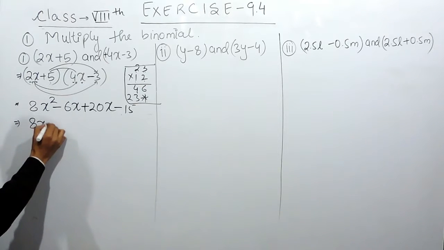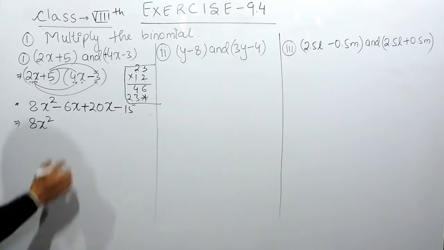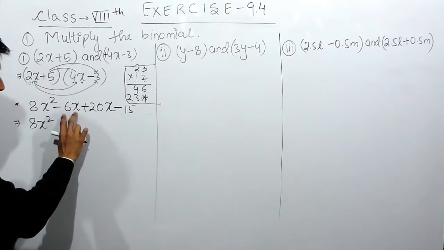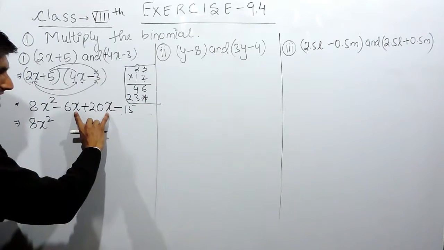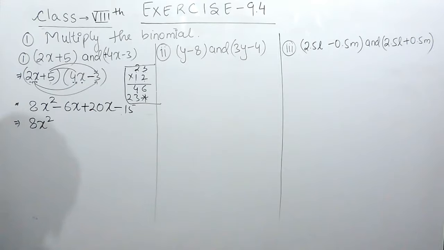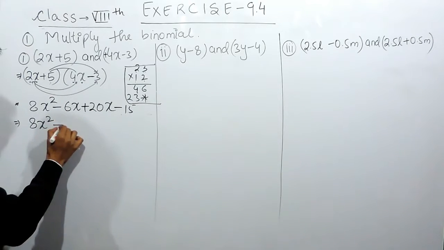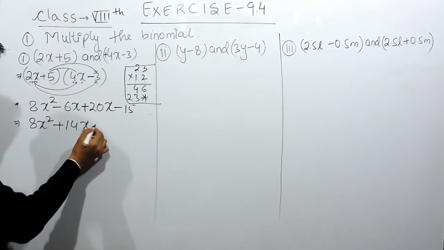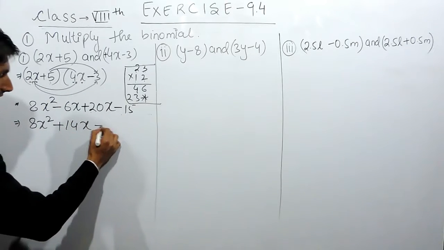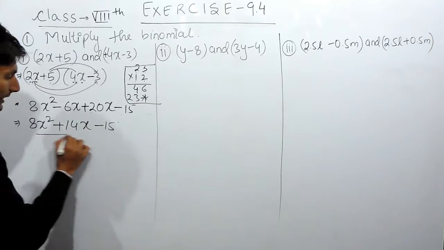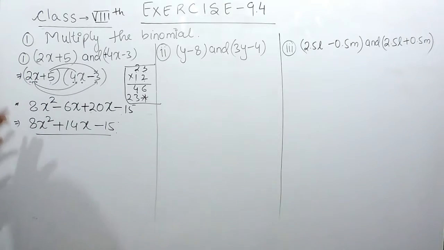For that you have to find out the like terms. So obviously these two are the like terms because these both have x as their variable. So plus minus is minus. So 20 minus 6 is 14 with positive sign because greater value has positive sign and minus 15 will remain as it is. So this is the answer for this first question.